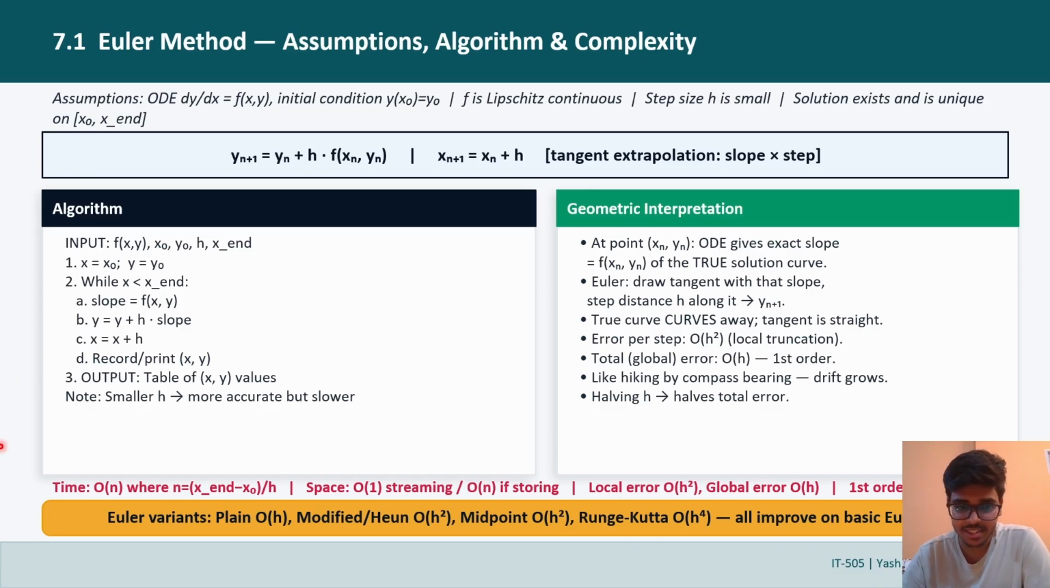The time complexity is O of n, where n equals xn minus x naught divided by h. Space complexity is O of 1 if streaming, and O of n if storing. Local truncation error O of h squared. Global error O of h, first order method. Halving h halves the total error.